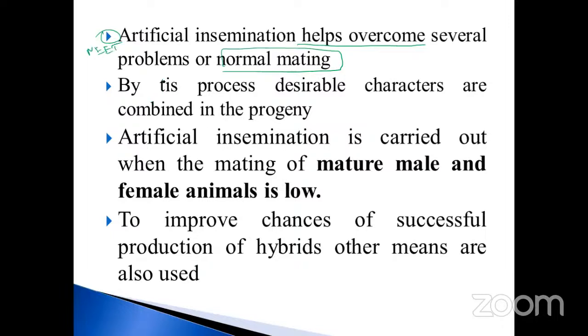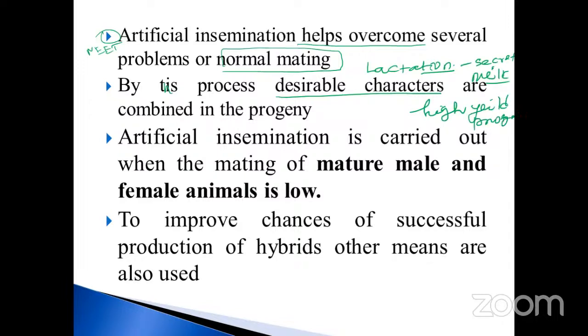And the second one is that by this process, desirable characters can be obtained. That is very important. For example, take a cow or buffalo: lactation, the secretion of milk, and also high yield of progeny, and also disease resistant capacity. These are the desirable characters, my dear.